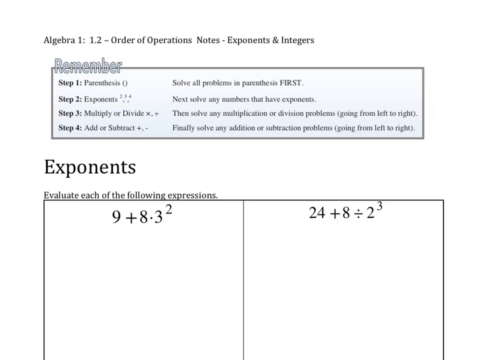Hey guys, so we're going to do the next set of notes, also on order of operations, but we're going to add in exponents and integers this time. So remember that order of operations, also known as PEMDAS, can be recalled or remembered by using the acronym PEMDAS. Okay, and this is what each of them stands for, the steps that are listed out here.